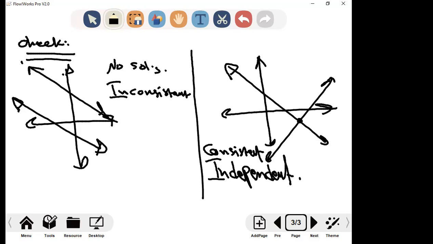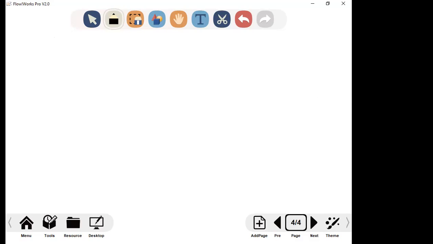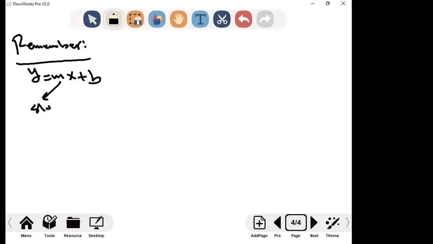Let's see example 3. Number of solutions, equations in slope-intercept form. Let's remember the slope-intercept form. Look here, guys, please. y equals mx plus b, remember? The m is the slope, and the b is the y-intercept, right? Fine.